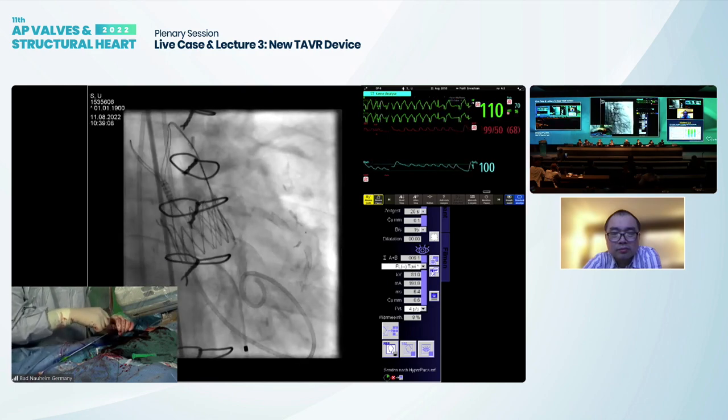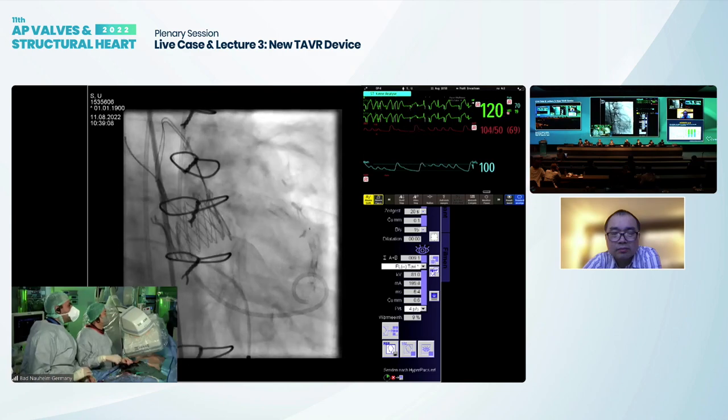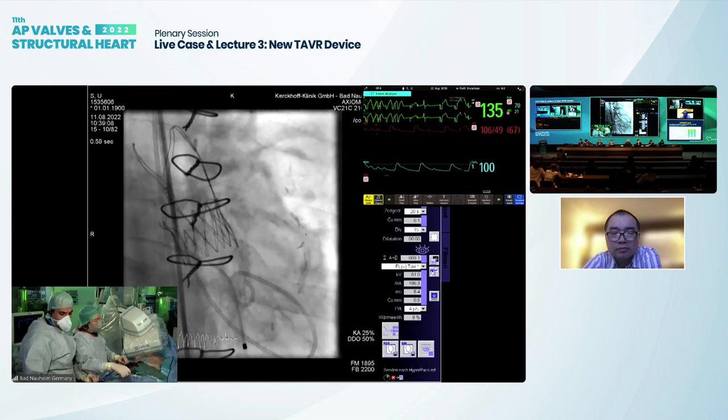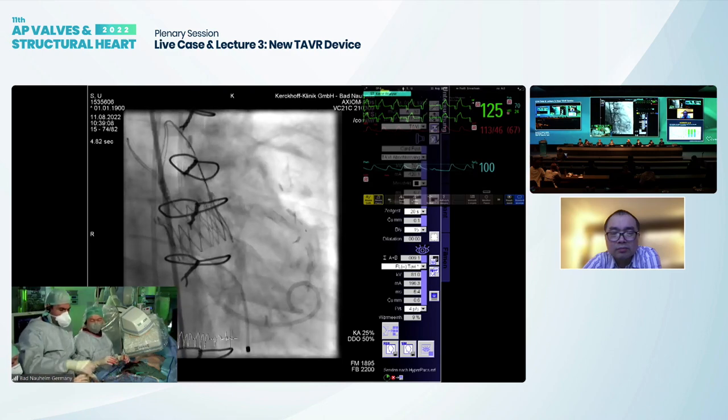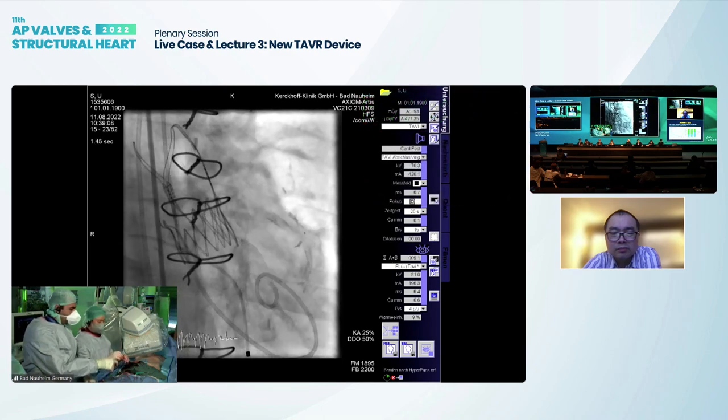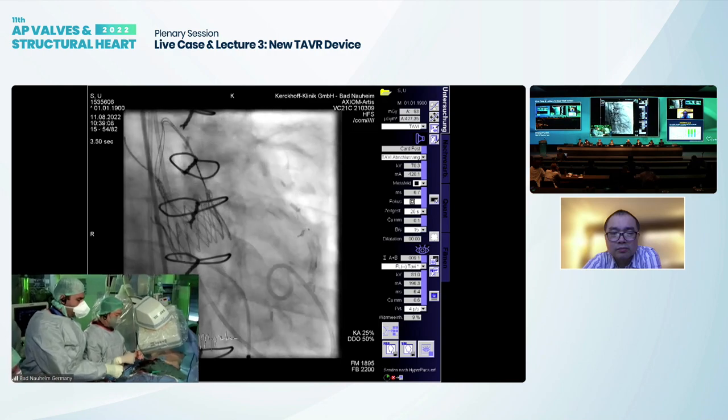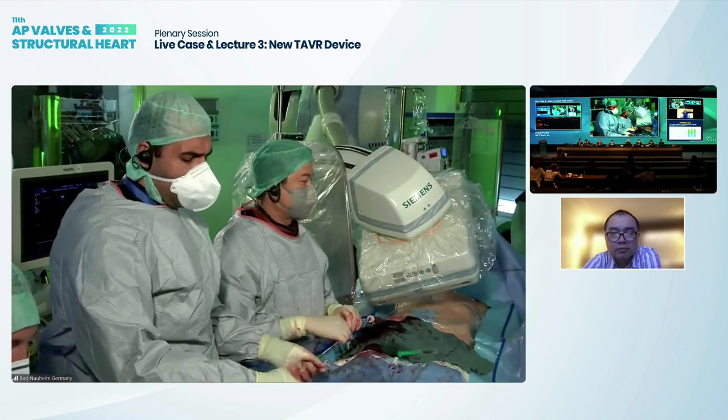Eberhard, what is the expanding power of the valve? Okay, no, then give me another J-wire, please. So, based on the Evolut trial, as time goes by, the Evolut is expanding further. It's more than the other valve, obviously, but the expansion force is not very high.